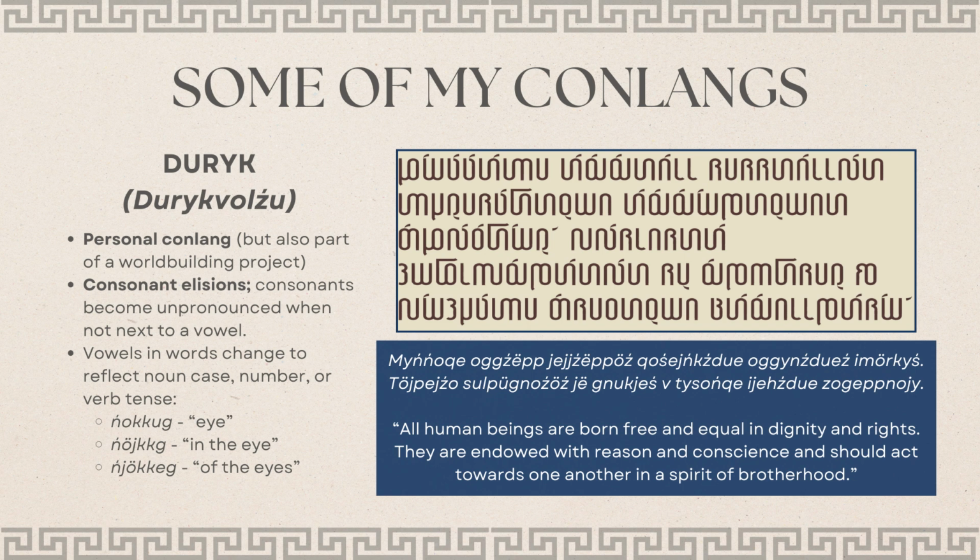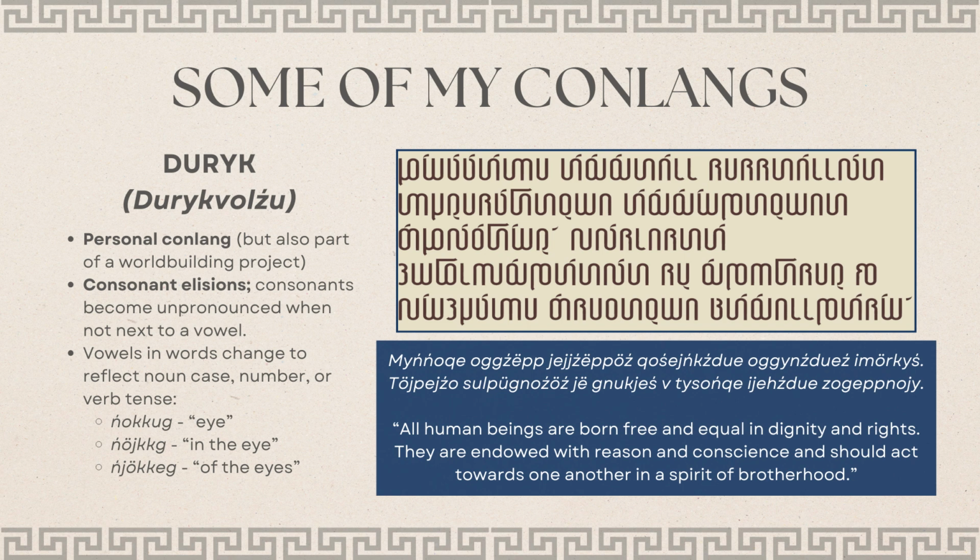We'll talk more about elisions in the future, but when a sound is elided, that means it pretty much gets deleted. Consonants become elided when they're not next to a vowel. So when they're not next to a vowel, it's just going to disappear, even though it's going to be written in its writing system. And vowels in words change to reflect noun case, number, or verb tense.